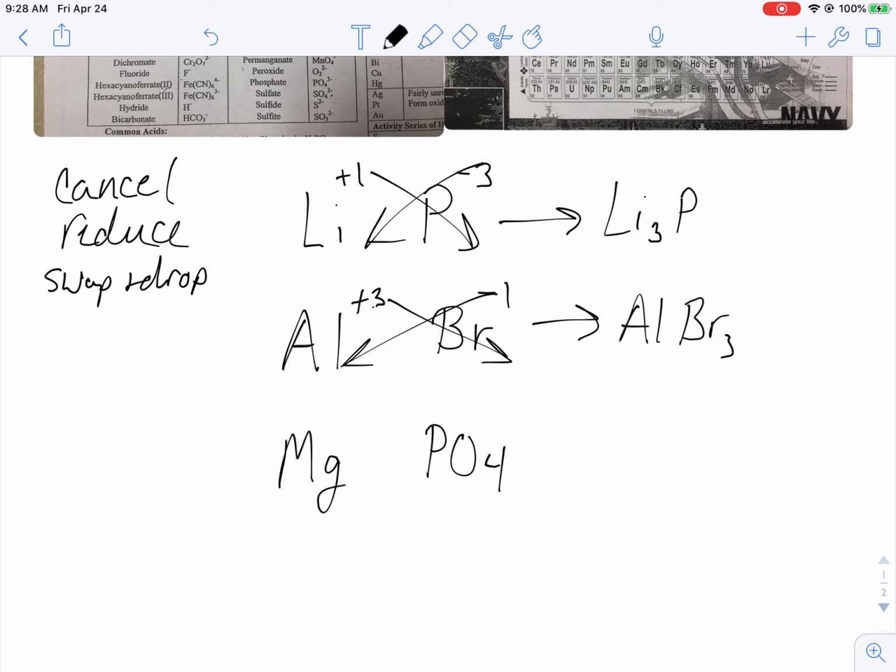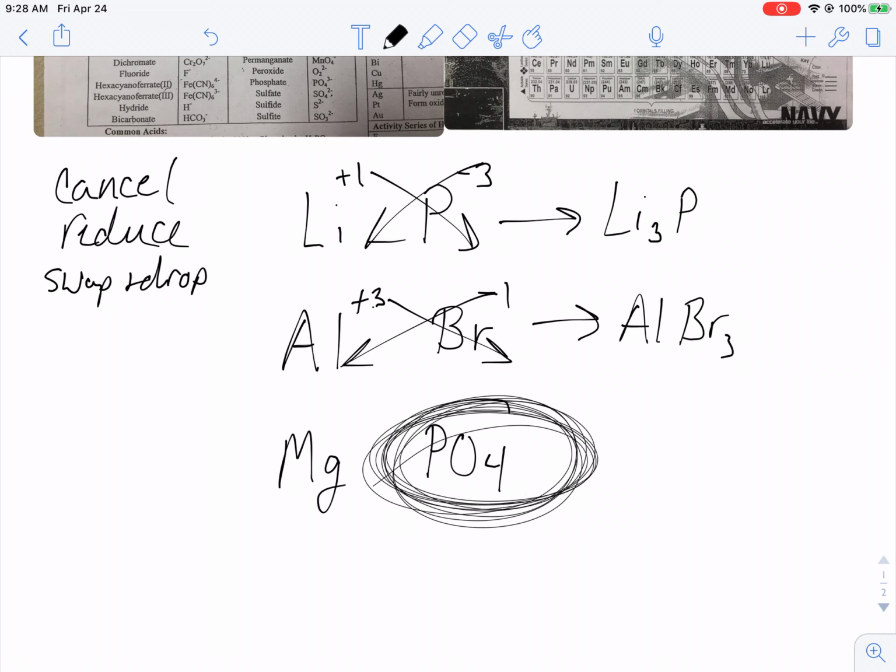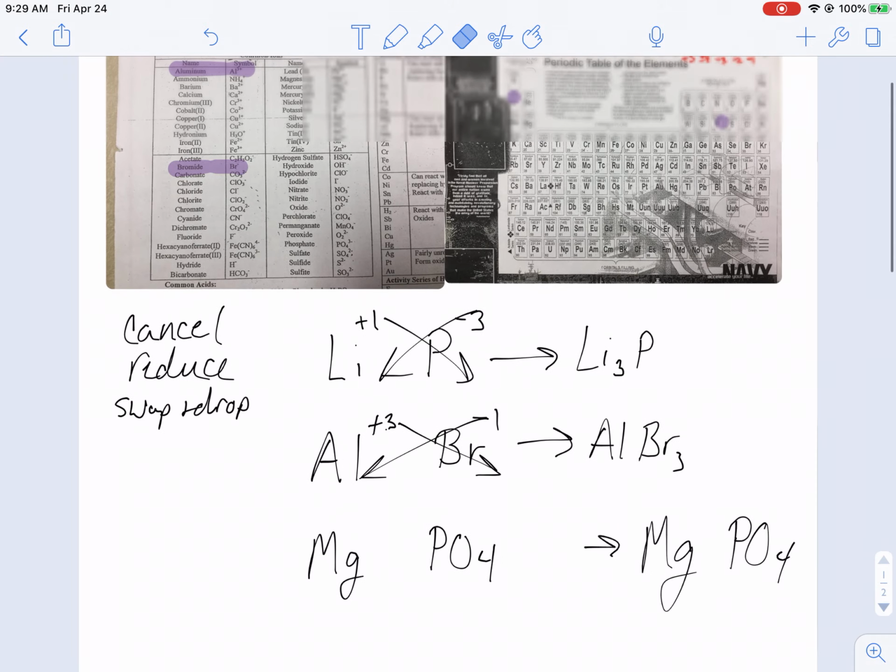Now, another common mistake everyone is making are the polyatomic ions. PO4 is a polyatomic ion. If you have PO4 in the beginning, you have to have it in the end. You have to have something Mg PO4. Let's look and find out what the charges are first.